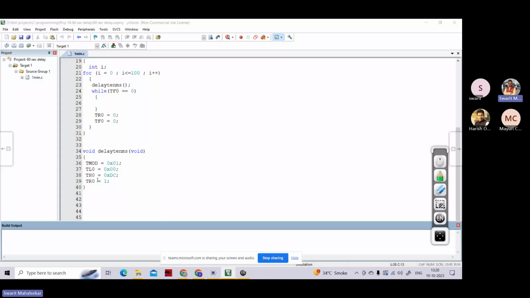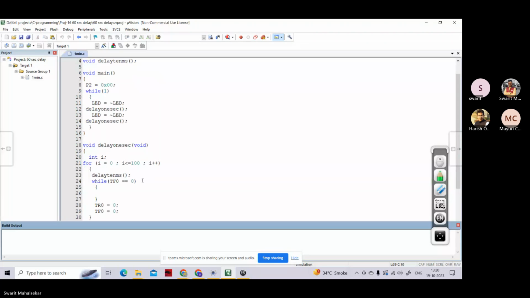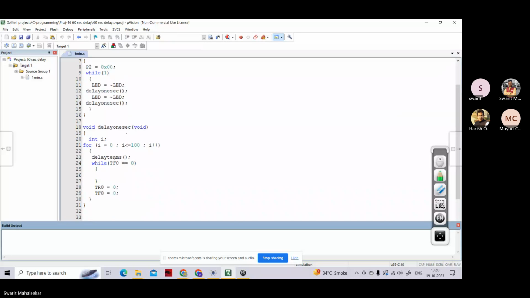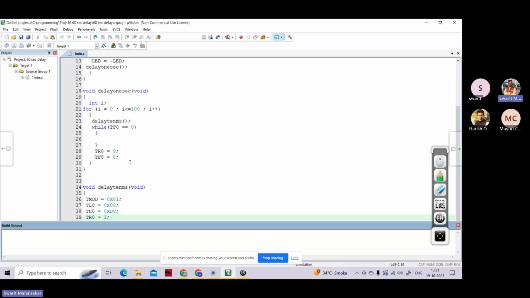It will start the timing operation as my TR1 is 1, right? All of these particular values will be called over here, and then it will monitor for around 10 millisecond. That means up till my timer 0 reaches this value, that is 65,536. And this particular loop will iterate for 100 times.